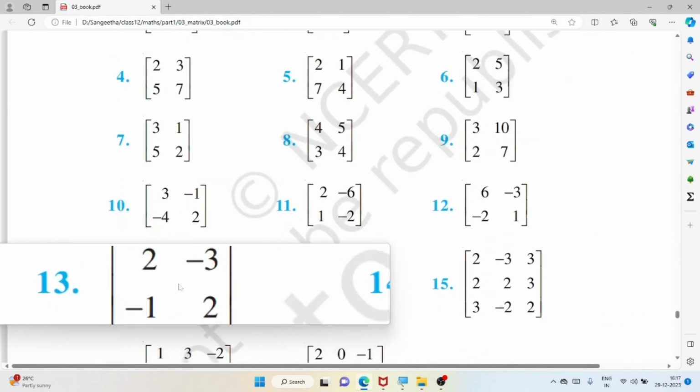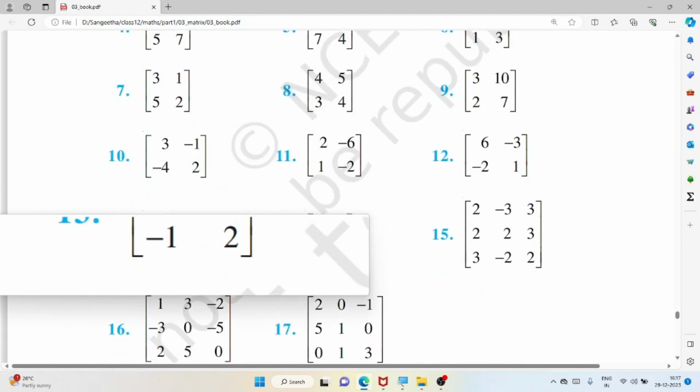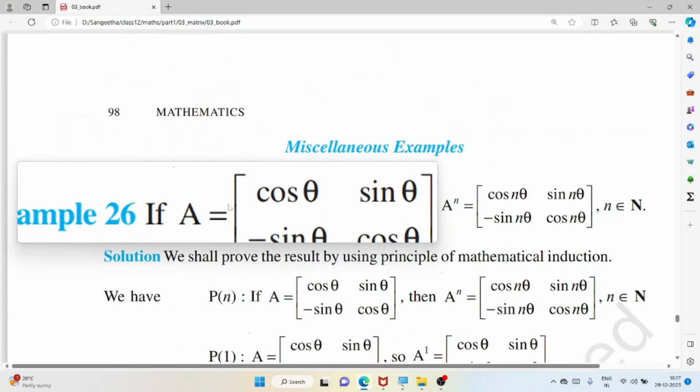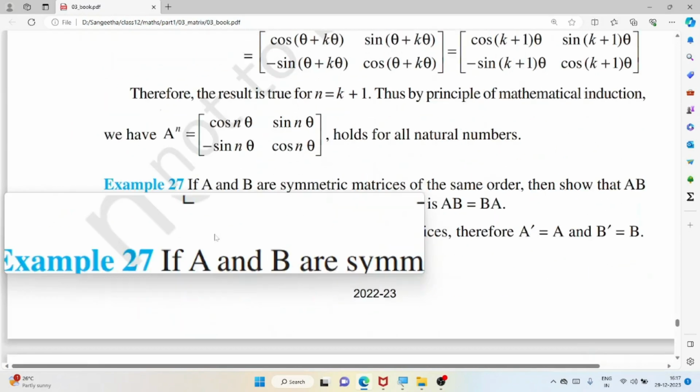Again the exercises, you should try to do everything, but at least these important things you should try. Miscellaneous examples.